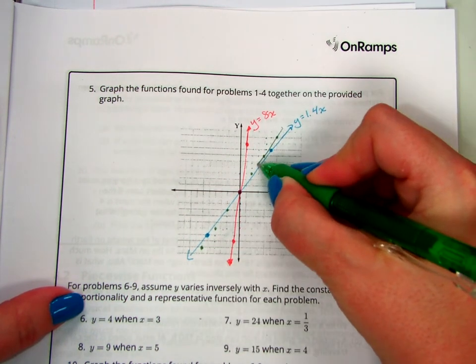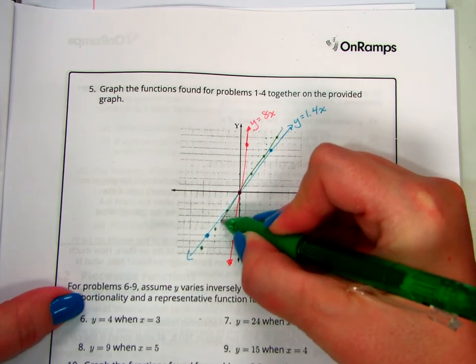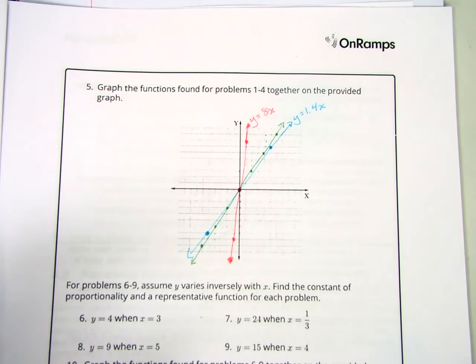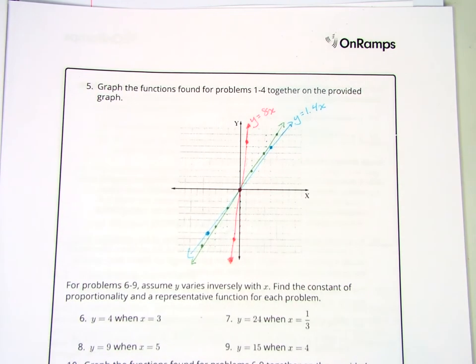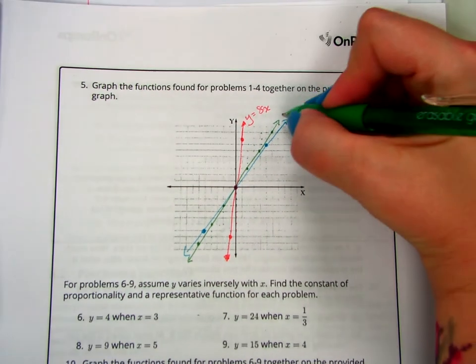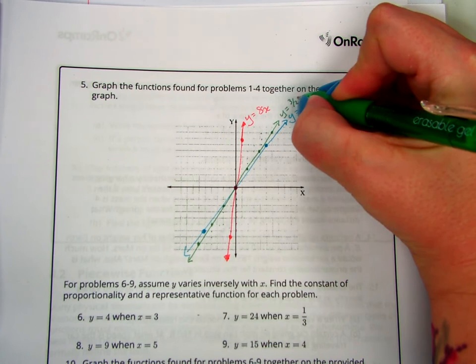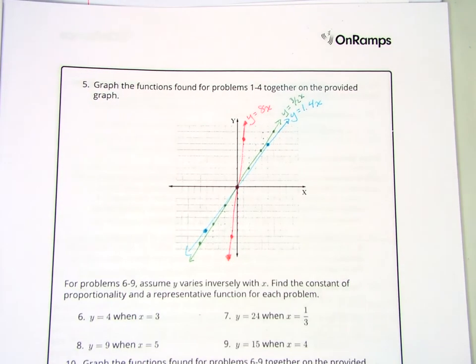It's a little bit steeper, which makes sense because 3 divided by 2 is 1.5, so it's a little bit bigger of a slope, right, than 1.4. So 1.5 and 1.4, those are real close together, so it makes sense that those slopes would be very close to each other. 3/2 x.